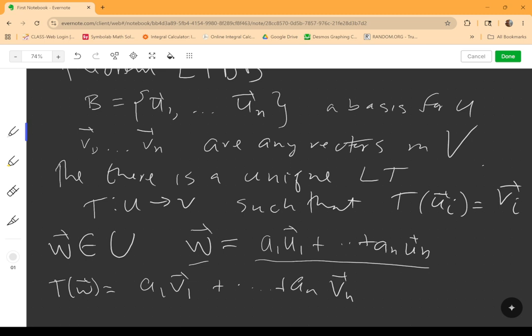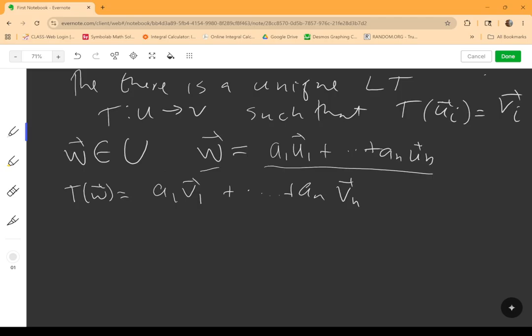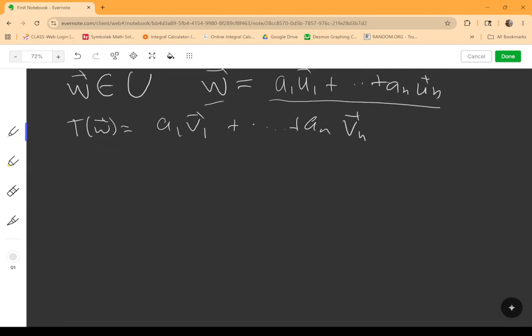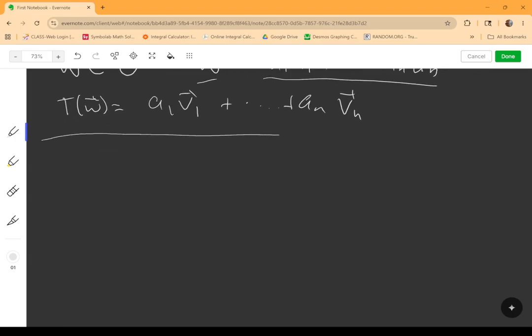Again, what this theorem is telling me is that I just need to define what a transformation does to the basis vectors, and everything else I can generate from the linearity of the linear transformation. So let's do an example here.